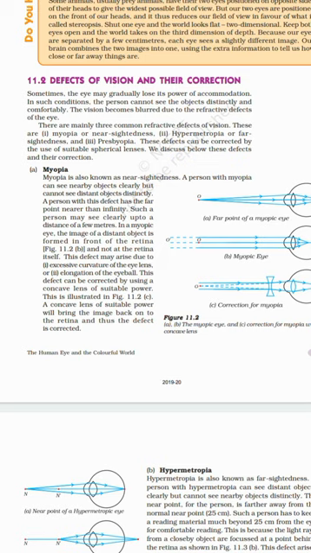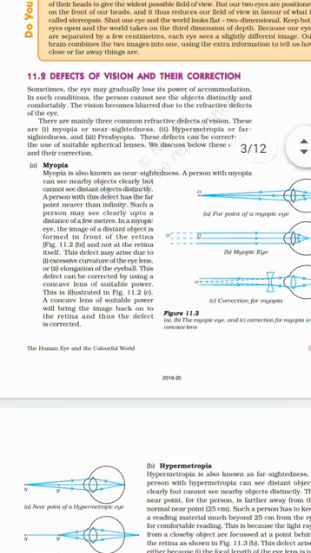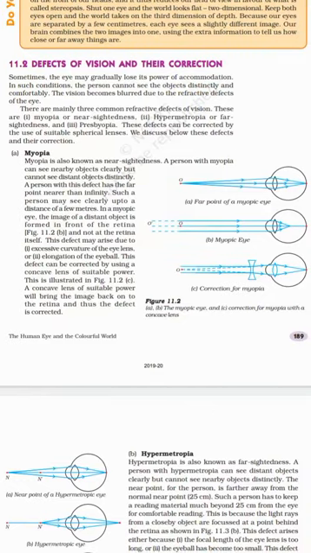Now let's discuss the defects of vision and their corrections. What are defects of vision and how can they be corrected? There are 3 points. First one is myopia. What is myopia? Nearsightedness. If a person can see nearby objects clearly but cannot see distant objects distinctly, then we can say that this problem is called myopia.